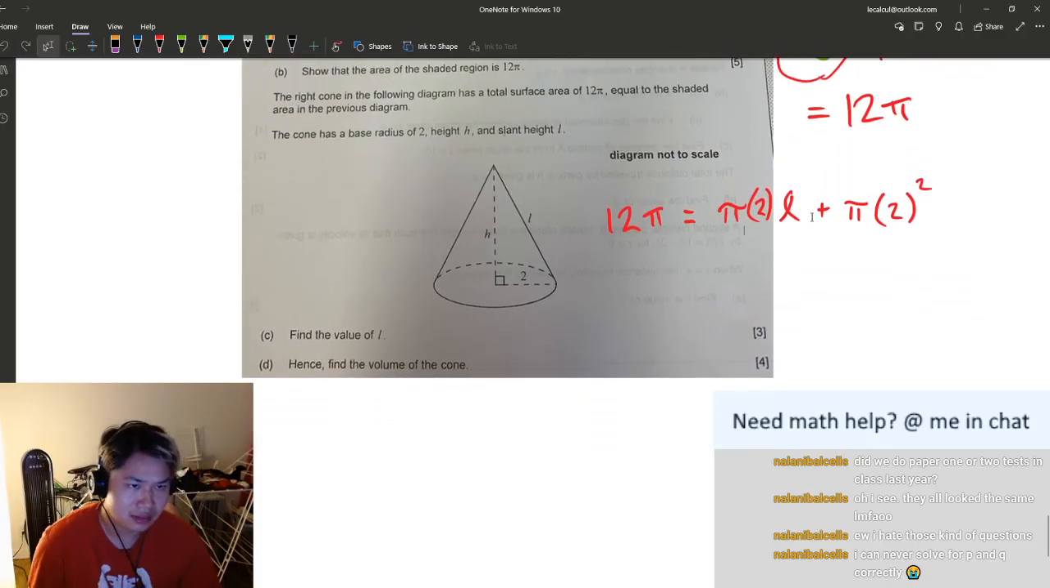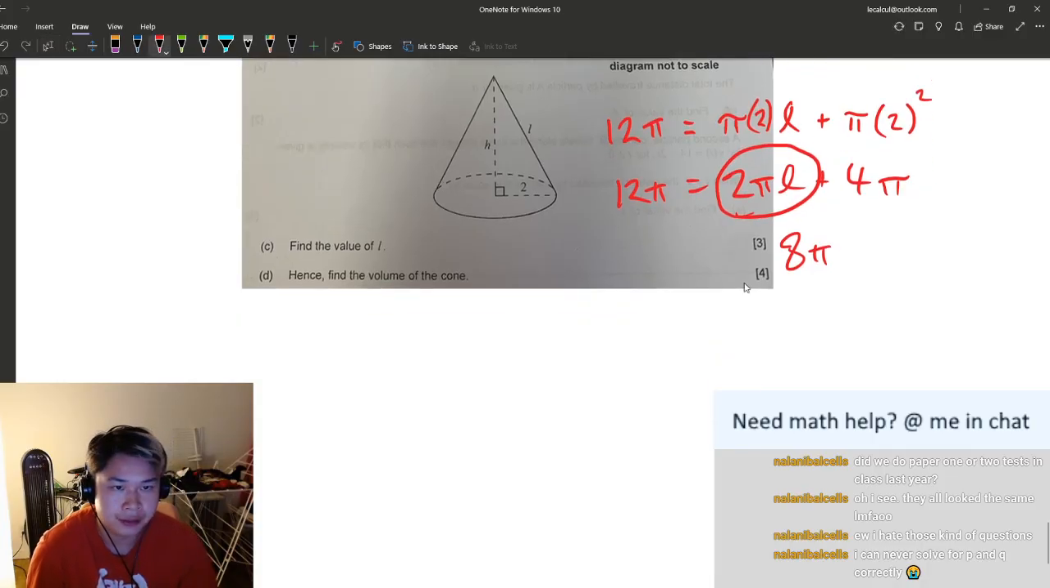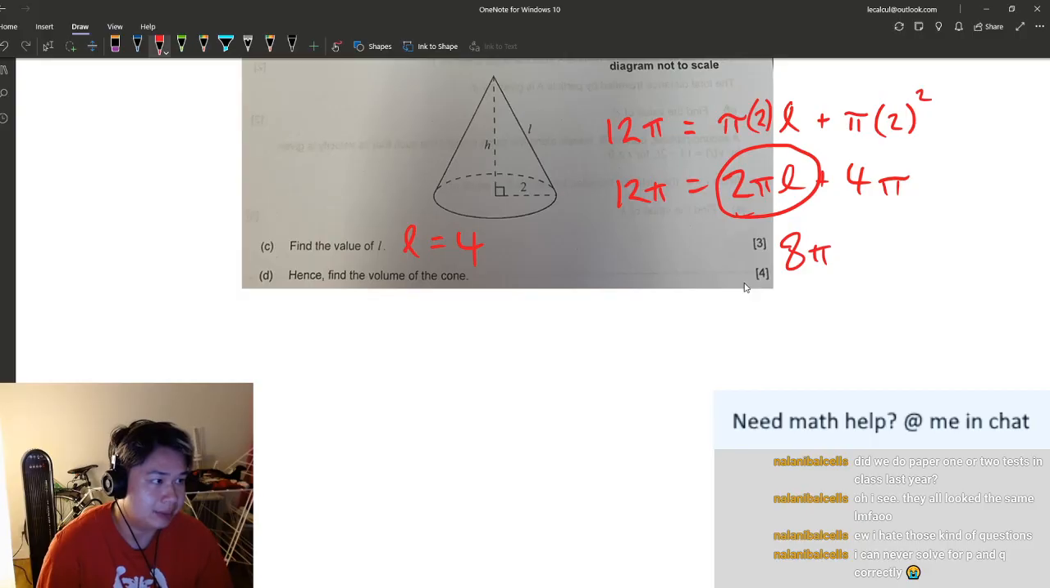So we can solve for L pretty easily. This needs to be equal to 12 pi. I have 2 pi L plus 4 pi. This thing then needs to be 8 pi, because 8 plus 4 is 12. And that means L needs to be 4, because 4 times 2 is 8. Of course you can just do algebra and solve for L, but it's the same thing.